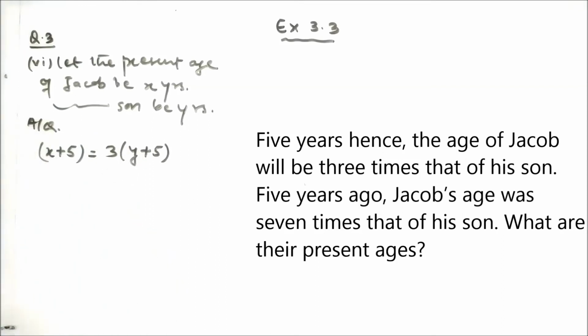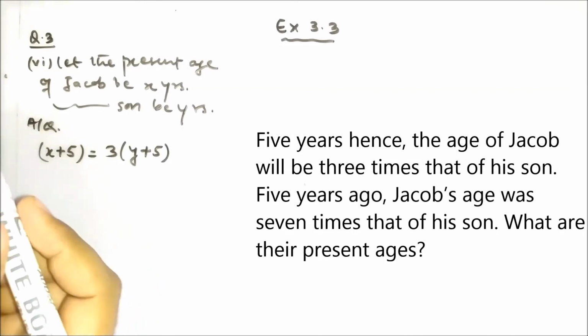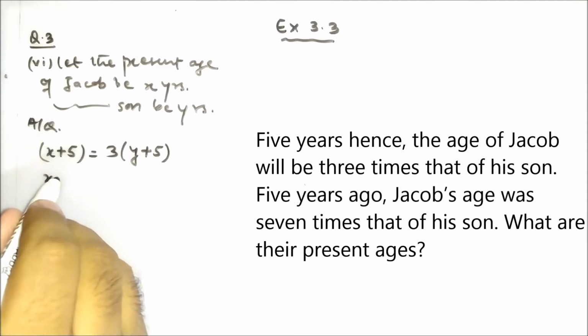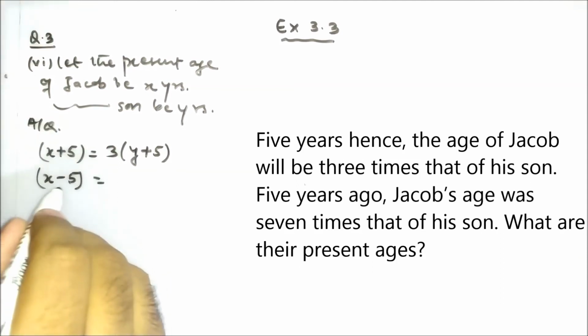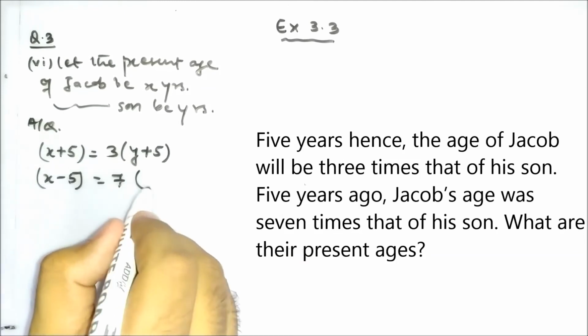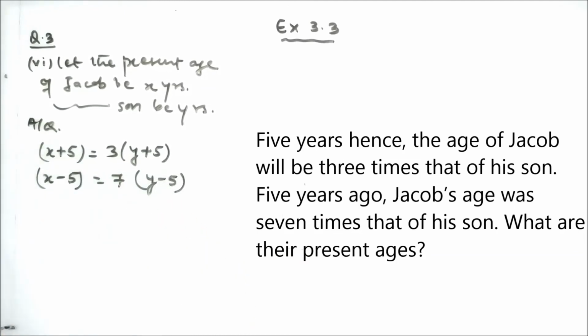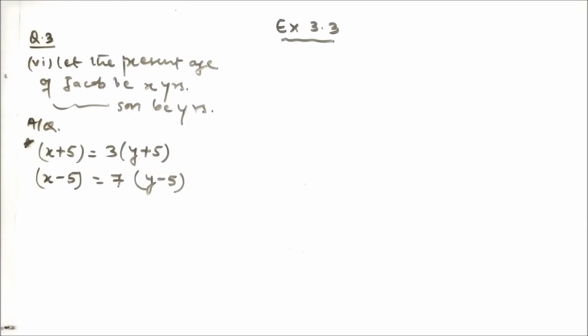The next part says 5 years ago, meaning previous. That's talking about the past. 5 years ago Jacob's age was 7 times his son's. So 5 years ago means what? For x minus 5, Jacob's age was 7 times the age of his son. Okay, I hope you understood the equation. As this question is related to the problem on ages, it becomes a very important question. Again, you will see this type of question in later exercises.